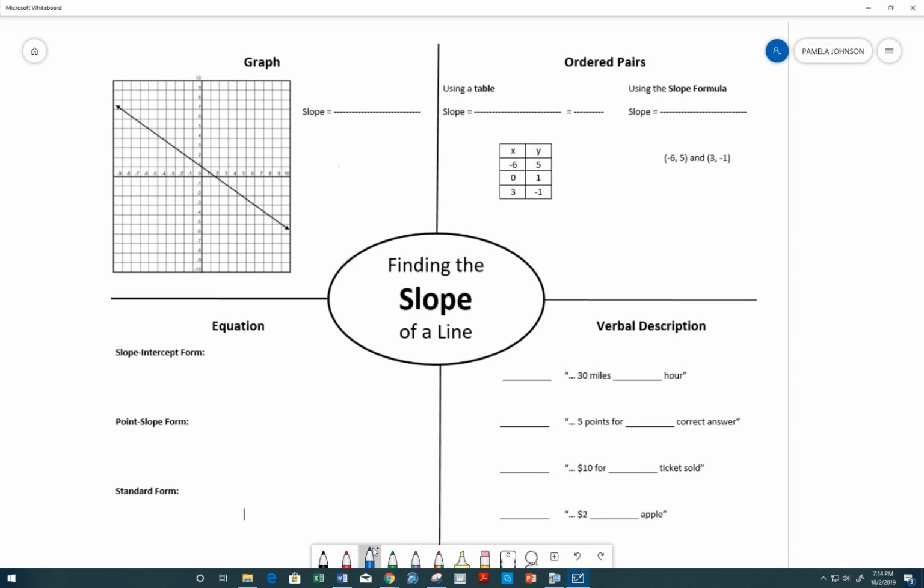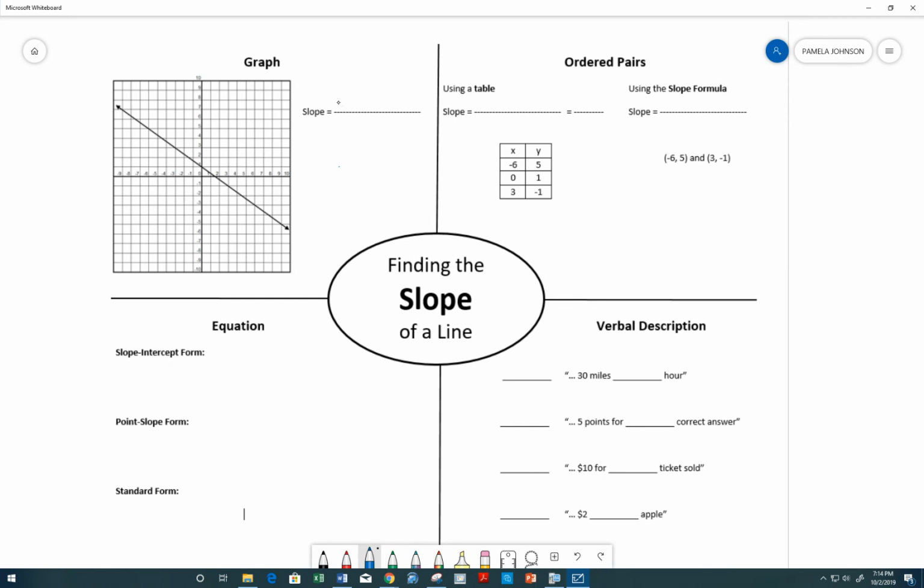Hi guys, so today we're going to talk about finding the slope of a line. Now, slope of a line we can find on a graph, we can find using ordered pairs, we can find using equations, or even just from verbal descriptions. Okay, so we'll start with the graph because that's probably the one you're most familiar with.